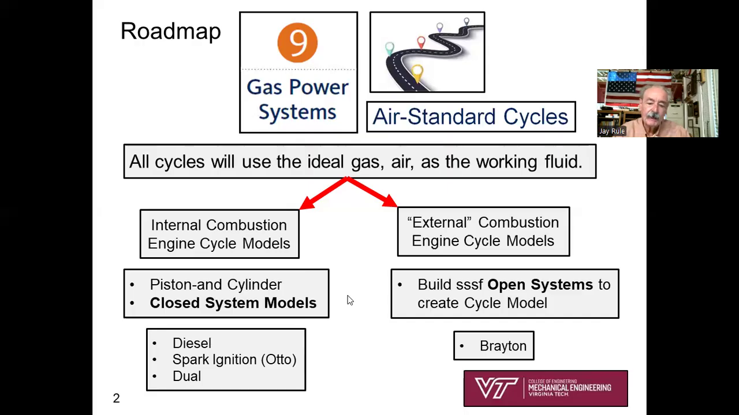Once we get through modeling internal combustion engines, we're going to switch gears within the chapter and model what's called an external combustion engine cycle model. And classically, that's going to be the thermodynamic model for gas turbine engines. What we're going to do is put together a set of steady state, steady flow open systems, and build a thermodynamic model that describes the basic gas turbine engine. We call that the Brayton cycle.